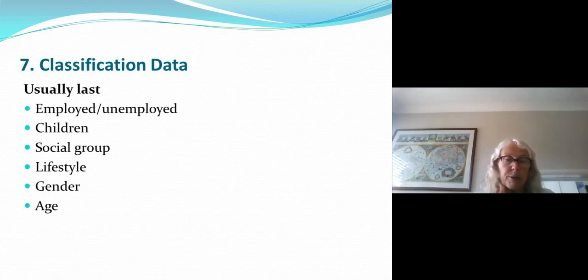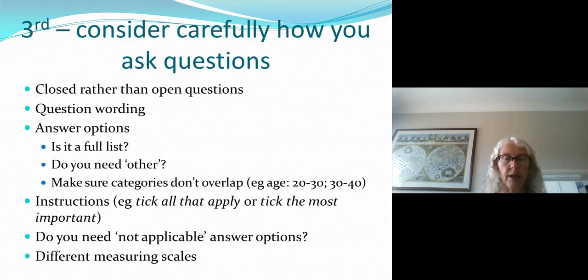So this might be things like people's employment status, whether they have children, etc. And people don't like, for instance, having their age asked if that goes first. So I'd definitely put that kind of thing at the end. Okay, so that's those seven phases.